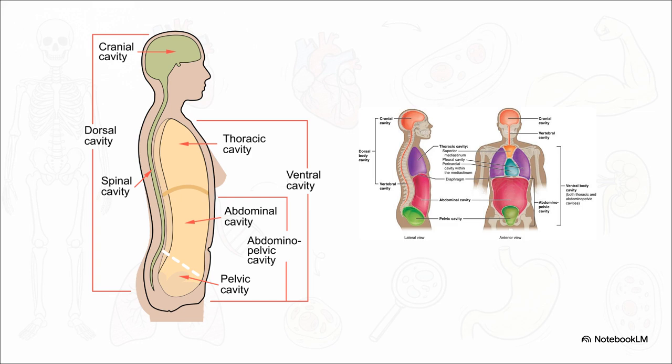This runs right along the back and fiercely protects the central nervous system, so your brain and spinal cord. Then, on the right side, taking up the front of the body, is the ventral cavity. This massive space houses all your vital visceral organs, from your lungs and heart up in the thoracic cavity, all the way down to your stomach and intestines in the abdominopelvic cavity.